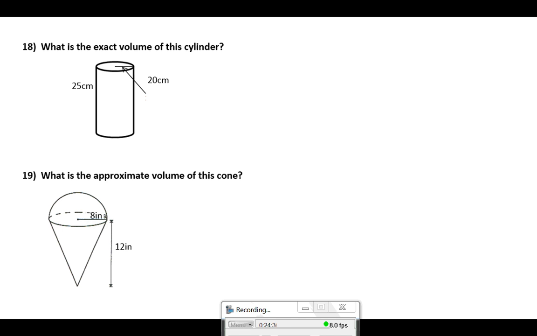Now let's look at the volume section. Question 18. What is the exact volume of this cylinder? First, we need to know the formula. So look at your formula sheet. And volume for a cylinder is V equals pi r squared h. And if you're looking at your image, we know that this is the radius, and this would be the height. So we can substitute those into our formula.